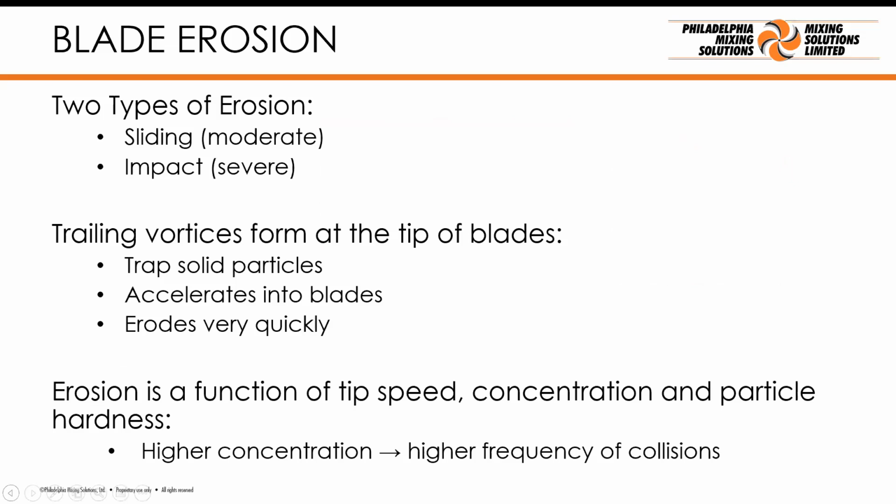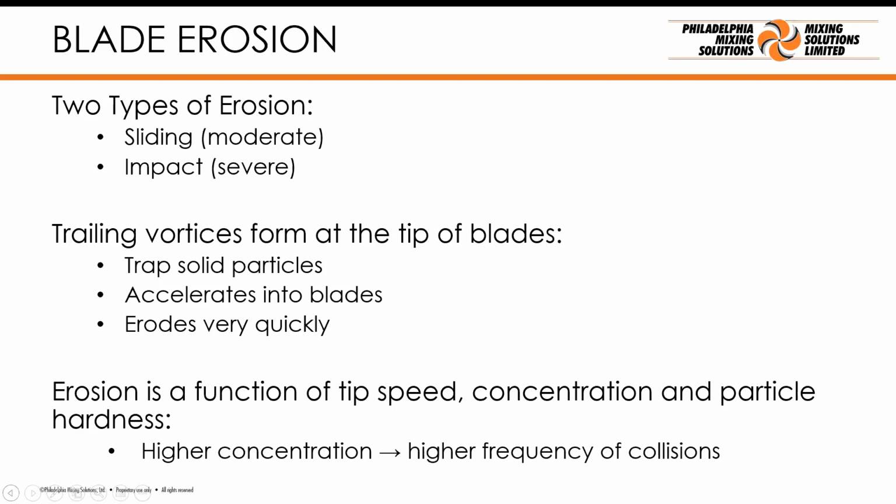The final thing I want to talk about with solid suspension is erosion. This is a really difficult problem to deal with, especially in minerals processing. So there are two types of erosion. The first is sliding, where the particle slides along the edge of the blade, and the second is impact. And the region where erosion occurs is at the tip of the blades.